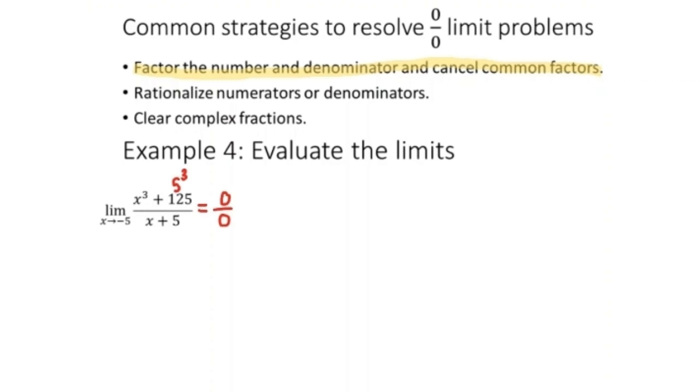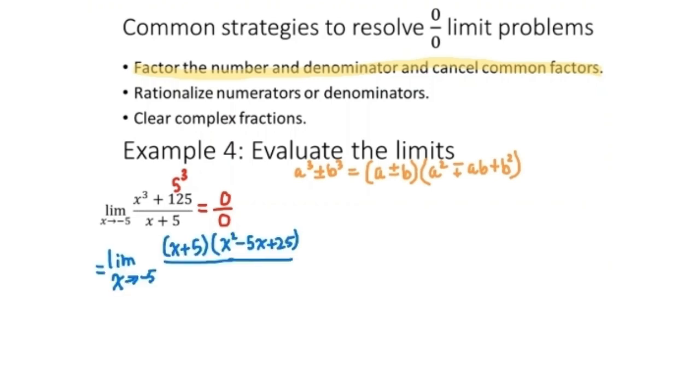One of the special factoring rules we've learned before is the difference and sum of cubes. That is, a plus or minus b cubed factors to a plus or minus b times a squared minus or plus ab plus b squared. So if we apply this formula, our numerator factors to x plus 5 times x squared minus 5x plus 25. A second way we can go about factoring, if you recall from pre-calculus, we learned the zero factor principle.